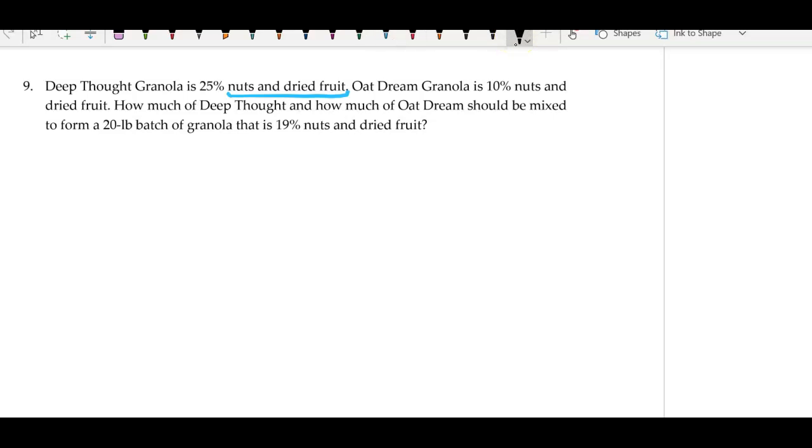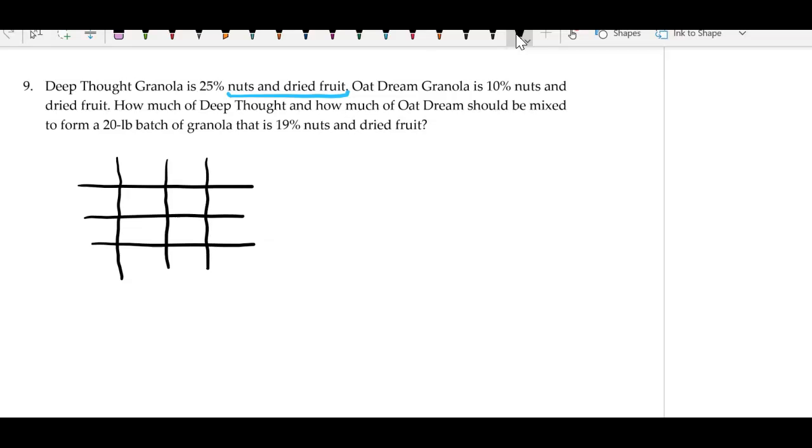All right. So I like to put it in a table. But remember, if you don't like to do that, you don't have to. Just use whatever works best for your brain. I like to put what we're mixing together along the top. So we're taking a 25% mixture and mixing it with a 10%, and we want to end up with 19%. So that 19% is our total.